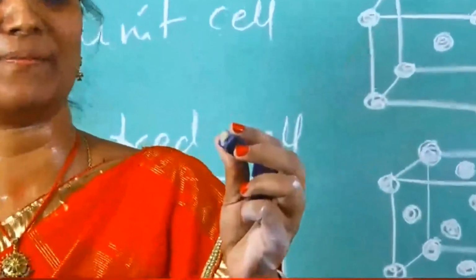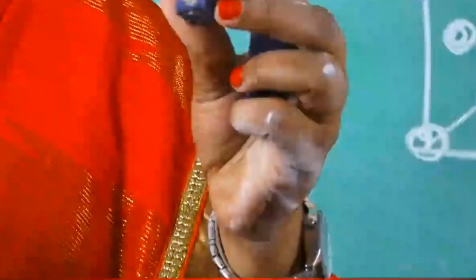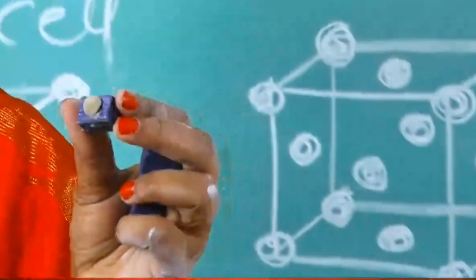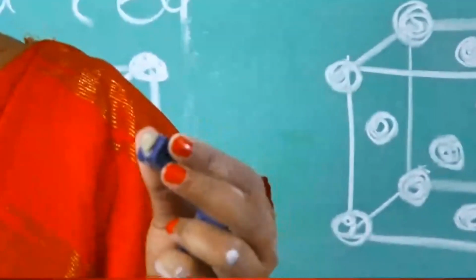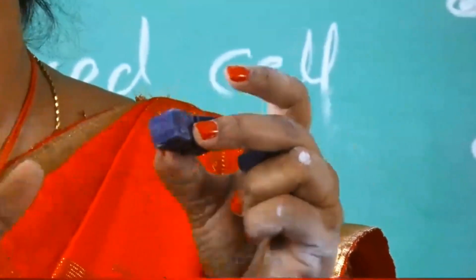Face center. If the position of the particle is the face center, making rotis, no, that's why like this. Position of the particle is the face center. Okay, now this is the face center. This side one more. That's it, completed.